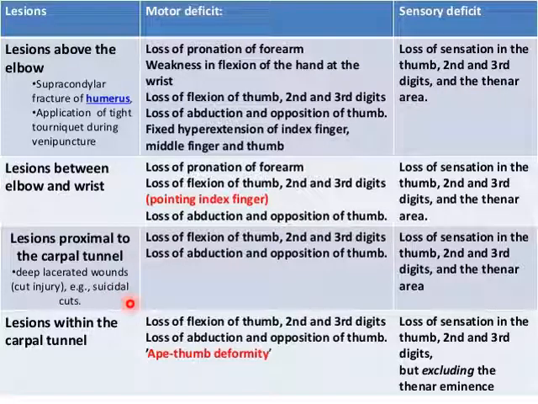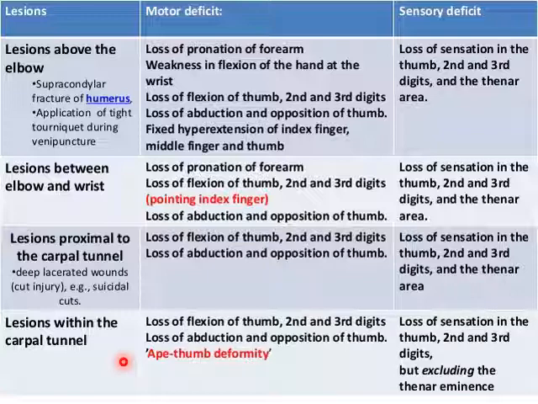If the lesion is proximal to the carpal tunnel, that is due to deep lacerated wounds, which are called suicidal cuts in forensic terminology, only the thenar muscles' action and the first and second lumbricals are affected, along with loss of sensation of the thumb, second and third digits on the palmar side as well as on the dorsal aspect till the middle phalanx for the second and third digit, and only to the distal phalanx for the thumb, and in the thenar area also.